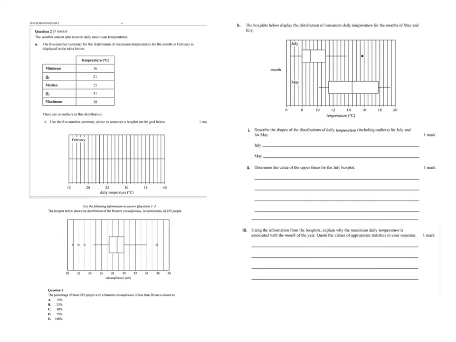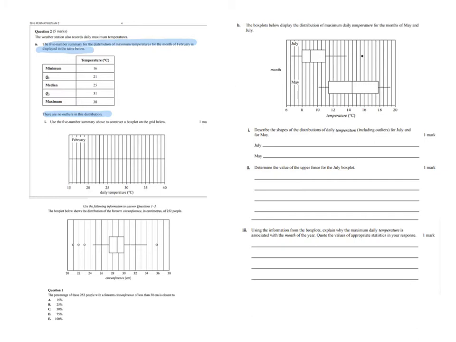Here's some exam questions we're going to do. So the weather station also records maximum temperature. The 5-number summary for the distribution of maximum temperatures for the month of February are displayed in the table below. Okay, so there are no outliers in this distribution. Use the 5-number summary above to construct a box plot.